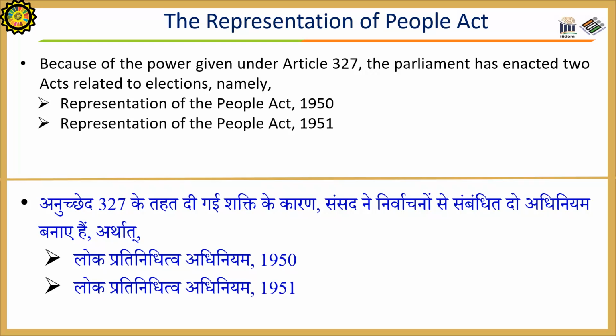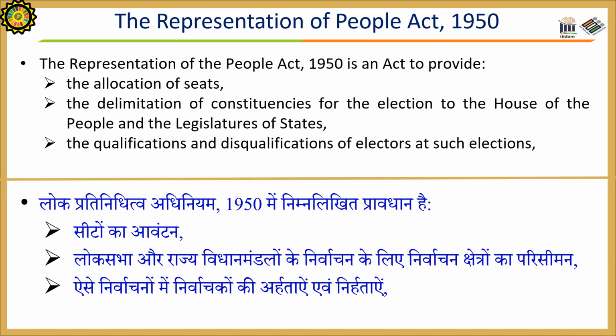Because of the power given under Article 327, the Parliament has enacted two acts related to elections, namely the Representation of People Act 1950 and the Representation of People Act 1951. Now we will discuss the Representation of People Act 1950.